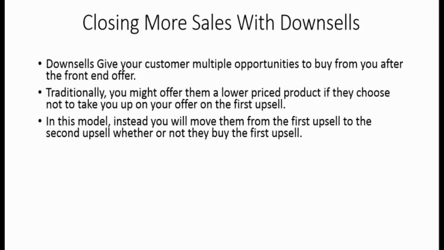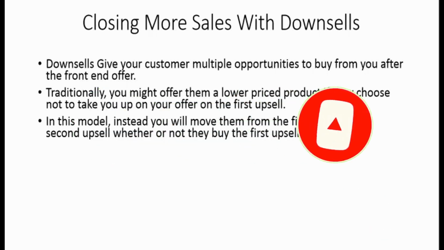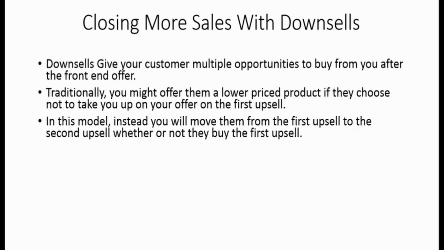But in this model, we're going to do things a little differently. We are going to move them from the first upsell to the second upsell, whether or not they buy the first upsell. Now, what that means is that the buyer is going to see all three of our offers. And the flow of this pretty much goes that if the buyer decides to buy the first upsell, then they'll see the second upsell. If the buyer decides not to buy the first upsell, they'll still see the second upsell.